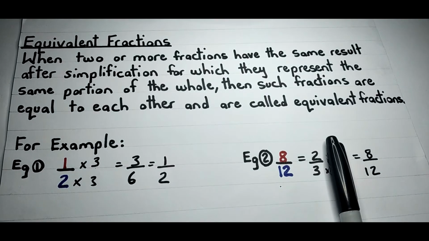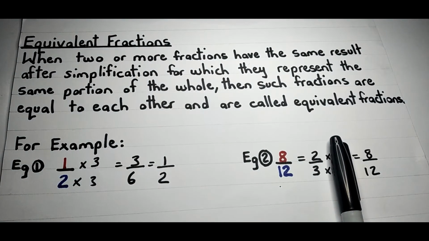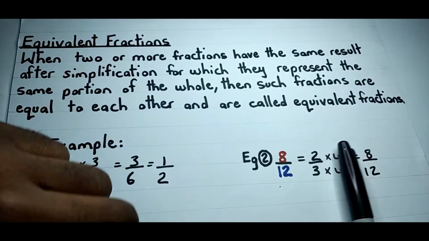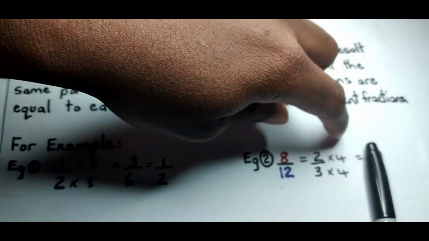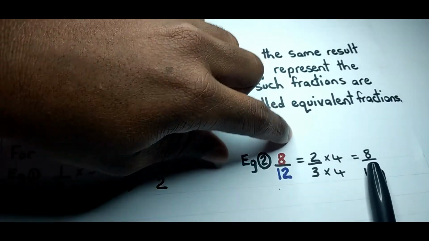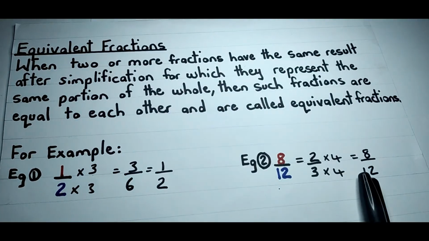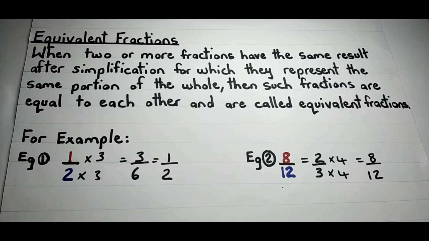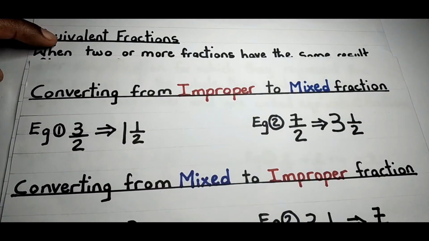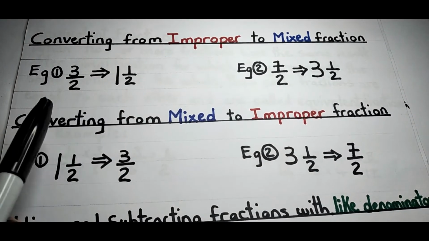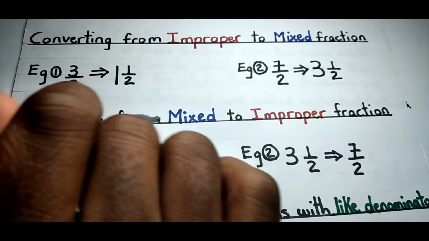By now you can figure out that we can have several equivalent fractions for a given fraction. Again, we can also move from this back to 8 over 12 by multiplying both top and bottom by 4. So 4 times 2 gives us the 8 right there, and 3 times 4 gives us the 12. So that's pretty much equivalent fractions. Now, the next thing that we can do is convert. As I mentioned in the initial stages of this video, we can convert from improper to mixed and vice versa.